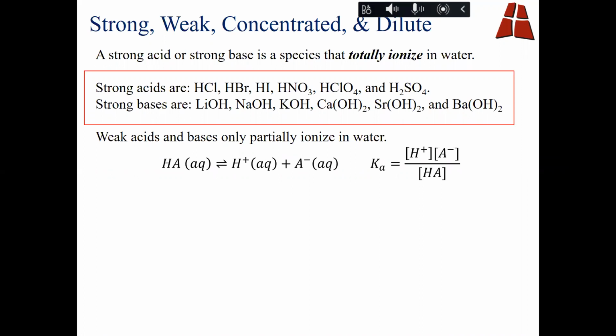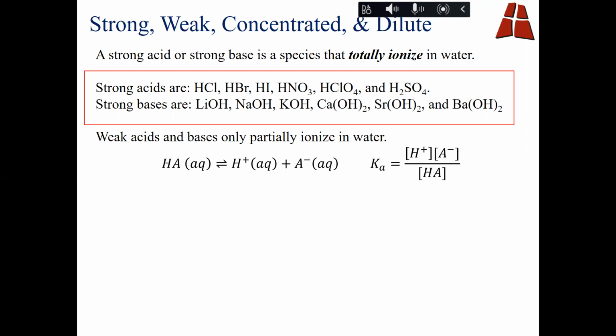I'm generally not a person who encourages memorization for chemistry exams, but these are things that you may just need to memorize. And so these are our strong acids shown here: HCl, HBr, HI, HNO3, which is nitric acid, HClO4, which is perchloric acid, and sulfuric acid, H2SO4. For our strong bases, they're going to be our metal hydroxides from the first and second column of the periodic table. So lithium, sodium, potassium, calcium, strontium, and barium hydroxide. Right, and so those are what make up our strong acids and bases.